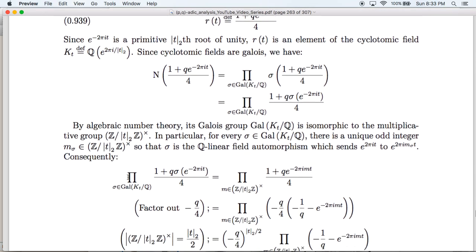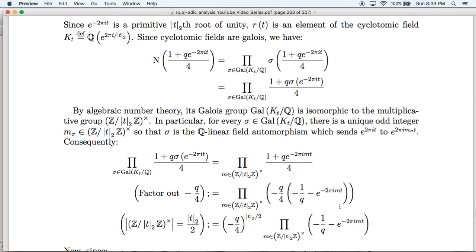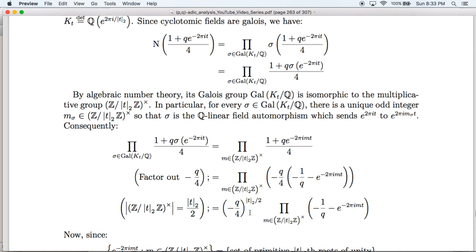Consequently, here's the product over the Galois conjugates. We then rewrite this using the isomorphism. I'm then going to factor out a negative q over 4, so that this is then going to be negative 1 over q minus e to the negative 2 pi i m t. Pull this out, and then we get to raise this to the power of the cardinality of this set, which is phi of t over 2.